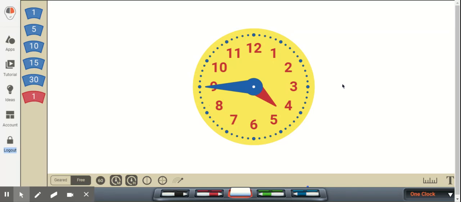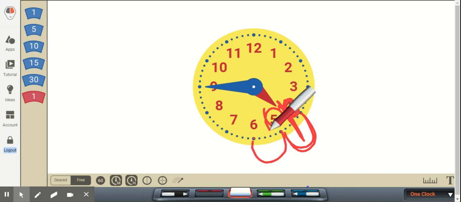Well, the first thing we need to do is go over the hour first. Remember we said that the hour was the short hand, which is the one in red. So I pulled out my red marker right here. If it's in this gap, then it is 4. After we pass the 5, then it would be 5.